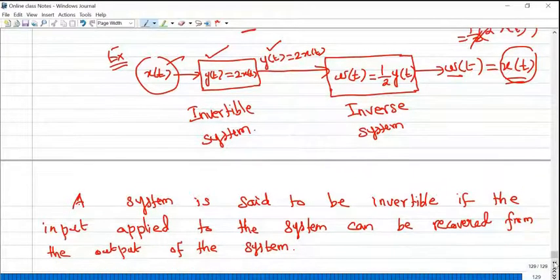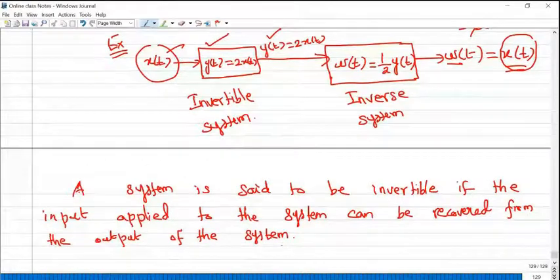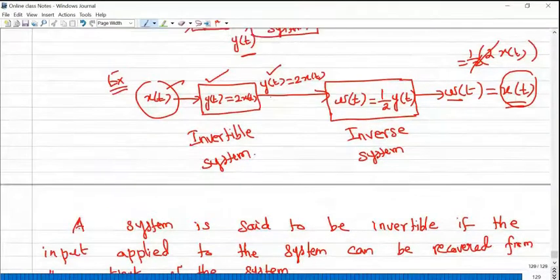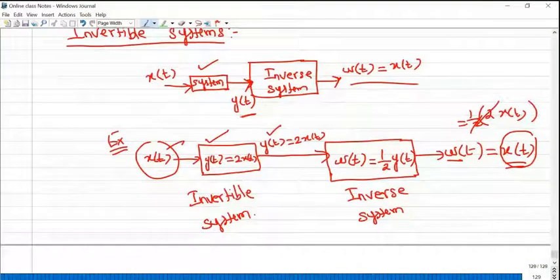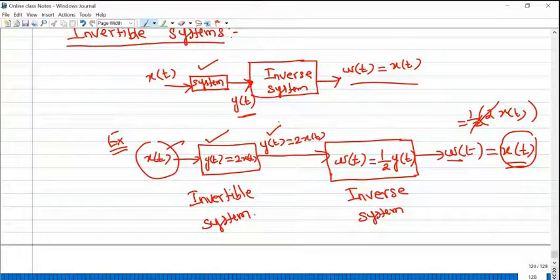A system is said to be invertible if the input applied to the system, that is x of t, can be recovered from the output of the system. So for this particular system, from this y of t, is it possible to recover our x of t again? If it is possible to recover our x of t again from this y of t, then this system is called an invertible system. If a system is invertible, definitely your inverse system exists.